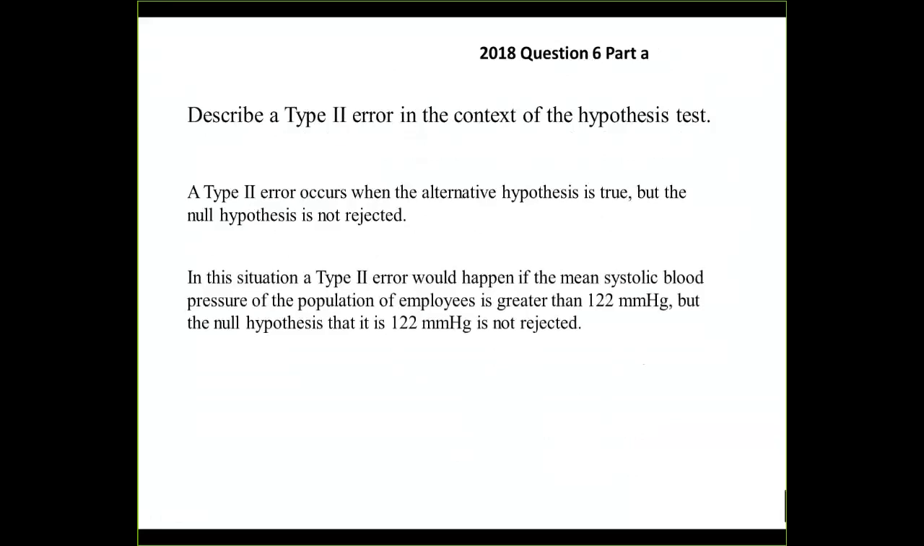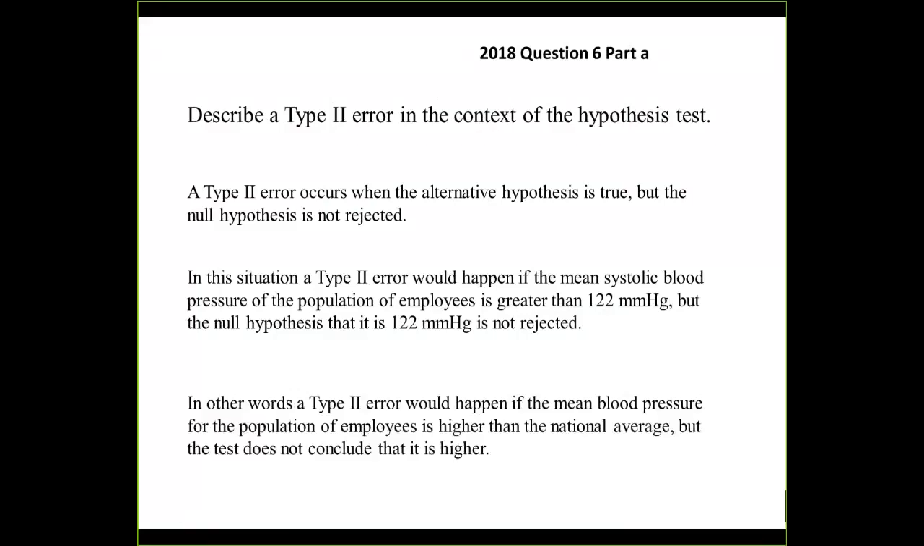In this situation, a type 2 error would happen if the mean blood pressure of the population of employees is greater than 122, but the null hypothesis that it is 122 is not rejected. In other words, a type 2 error would happen if the mean blood pressure for the population is higher than the national average, but the test does not conclude that it's higher.